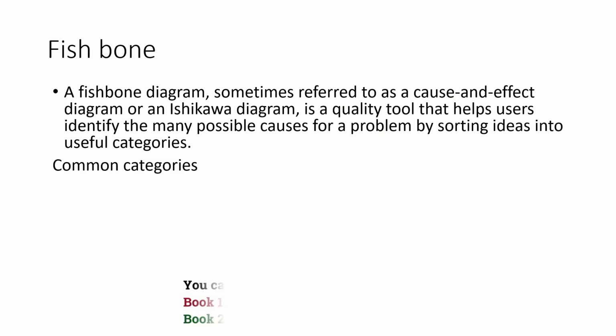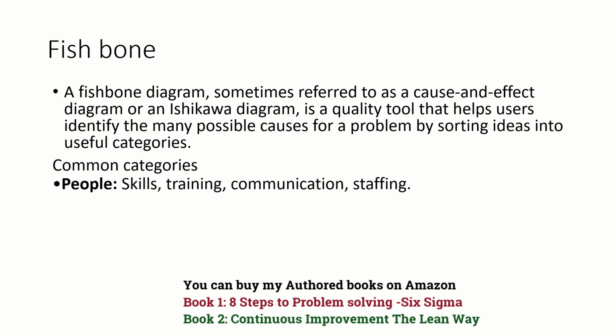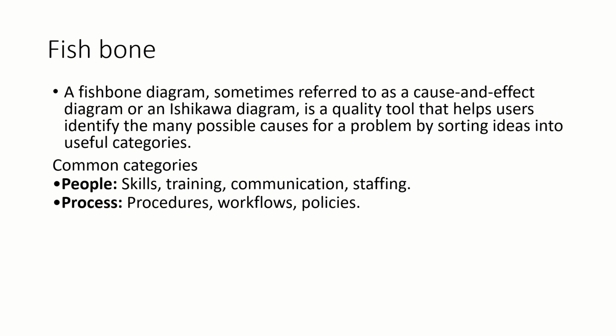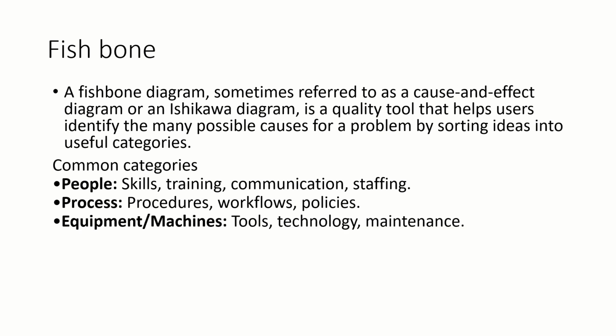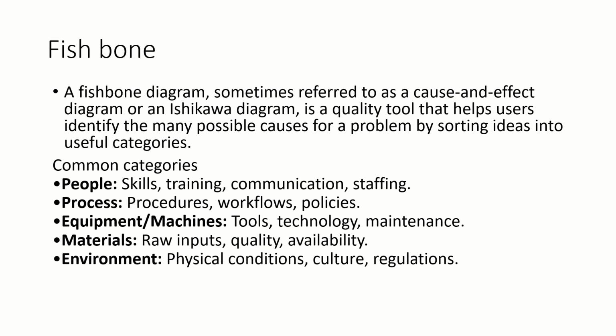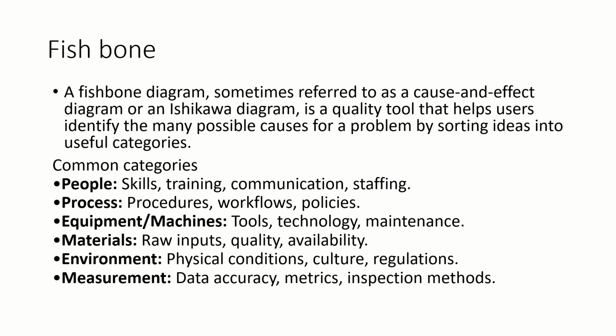And some of the common categories that I'm listing: number one is the people, number two is the process. So procedures, workflows, and policies come under process. Number three is the equipment or the machine, the tools or the methodologies. Number four is the material that is used. It is the raw material, the quality, the availability. Then the environment, like the physical conditions, the culture, the regulations, and the measurement, which is the data accuracy, metrics, inspection methods, etc.